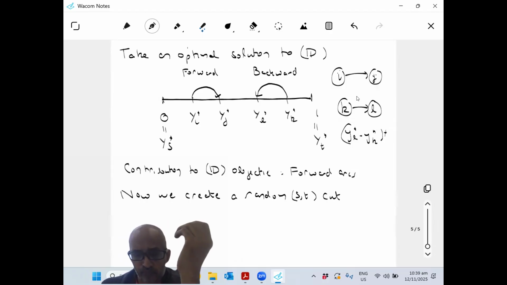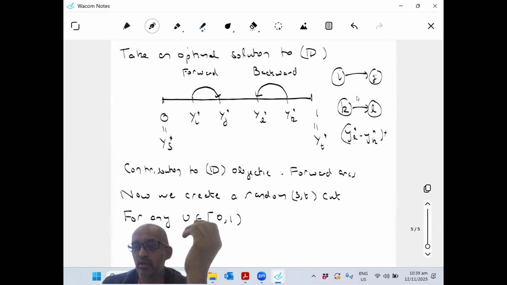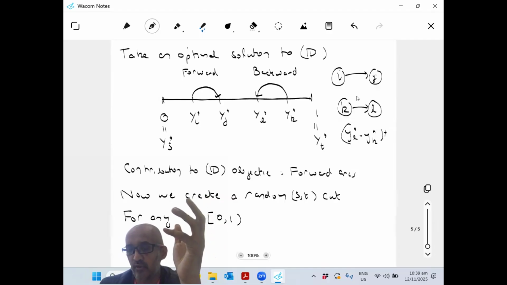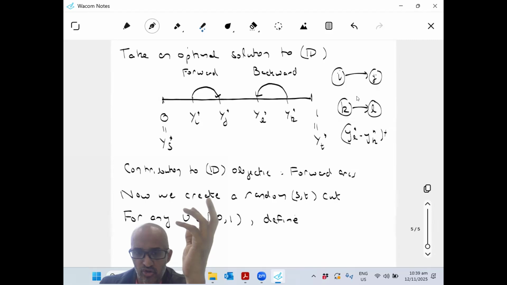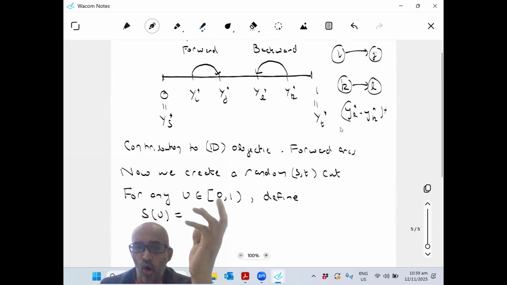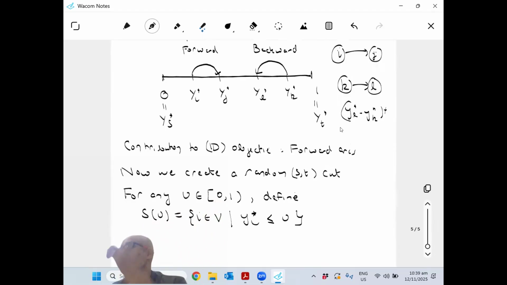Do it in the following way. For any number u strictly between 0 and 1, so it's strictly below 1, define the set S of u as all nodes in the graph where yi star is below u. So for example, suppose I pick this number u, these two nodes and this node s will be in the set S of u.